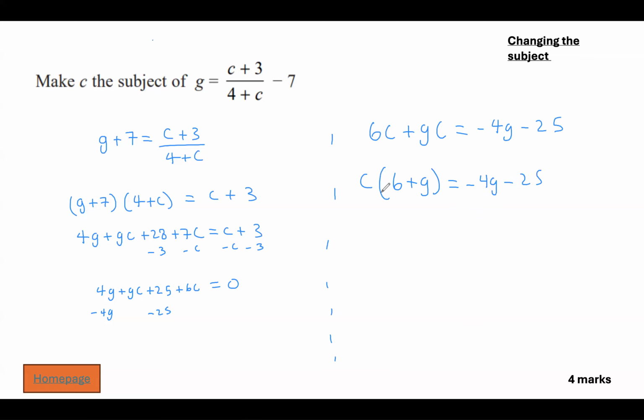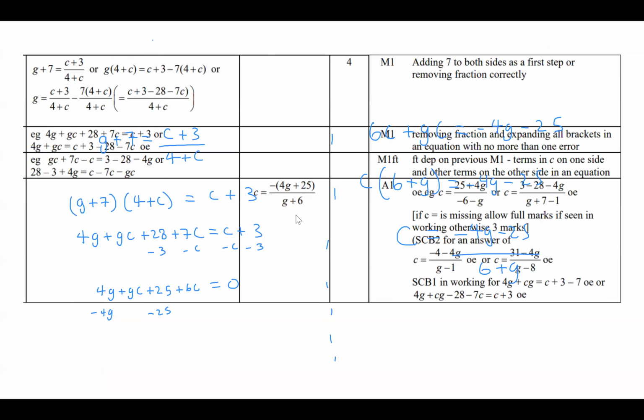And then we simply need to divide through by 6 plus g. So c is equal to minus 4g minus 25 over 6 plus g. All right, and that is our answer. So if we have a look, they've written it in this form here. So minus 4g plus 25. We had minus 4g minus 25 over 6 plus g or g plus 6.